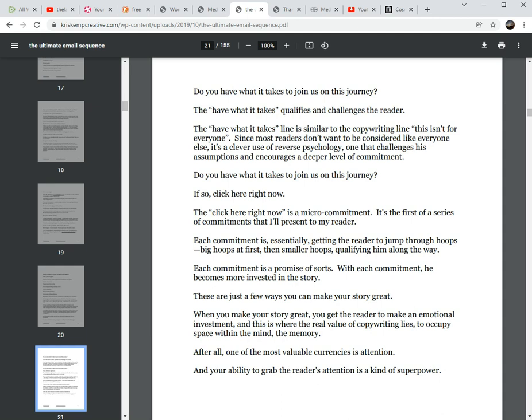A landing page, you're hoping to get the person to land on the page, stay on the page, bookmark it, and then read it all, watch it all, or do both, and then buy your product or service. So here's something that you can use in your copywriting on your landing page or also in your emails. And again, we're on page 21 of the Ultimate Email Marketing Sequence Template Blueprint. Here's where we go. Do you have what it takes to join us on this journey? So the quote, have what it takes, unquote, qualifies and challenges the reader.